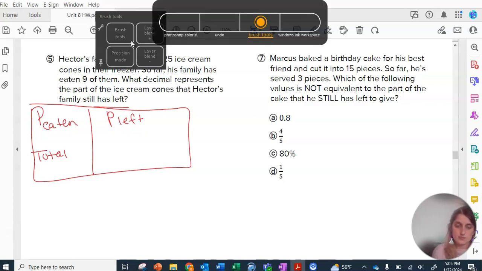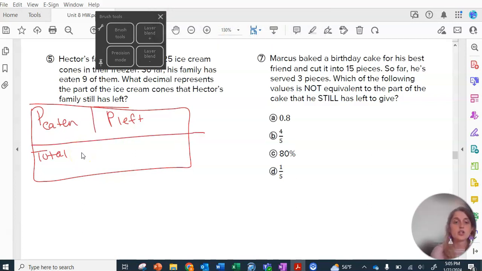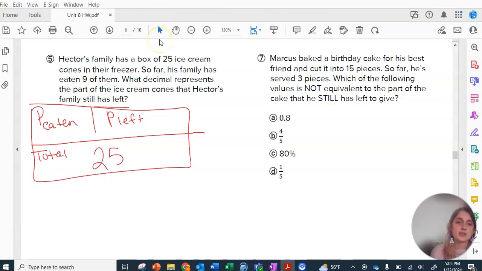Oops. Where's my undo button? There it is. Total. The total number of ice creams is 25. The part that has been eaten is 9. What's the part that's left? Well, 25 minus 9 will give you the part that's left.